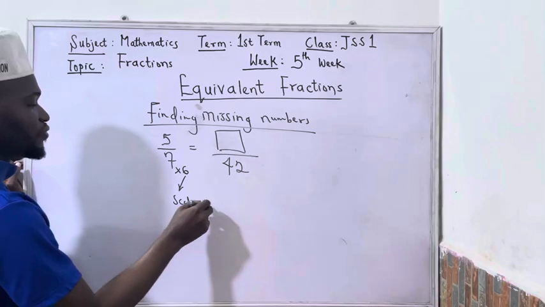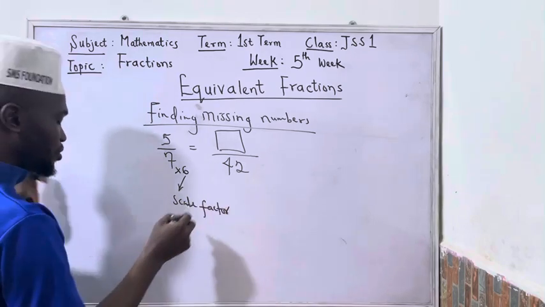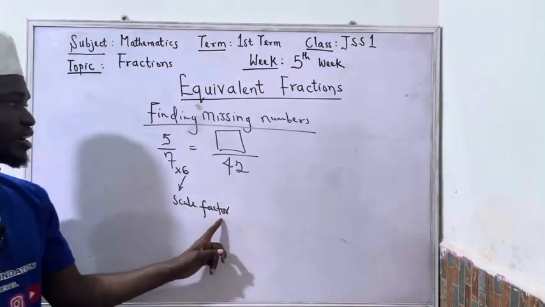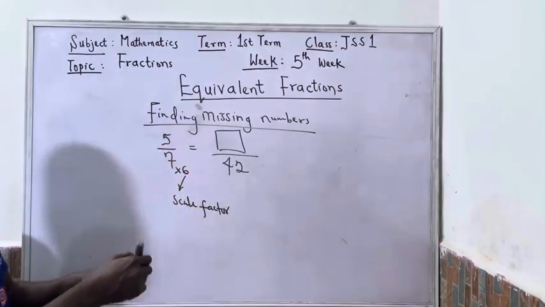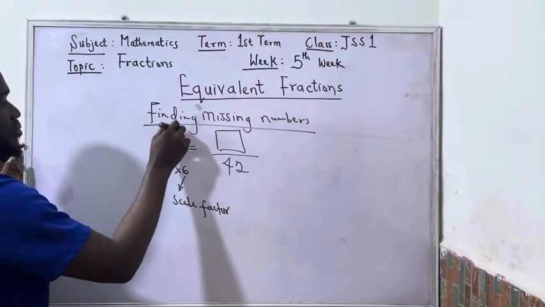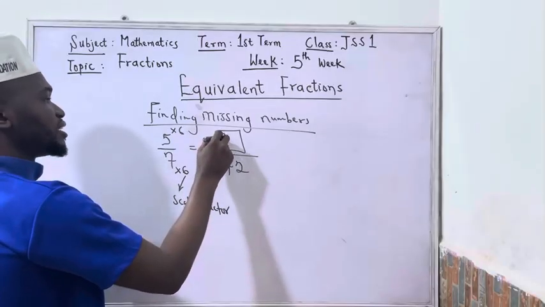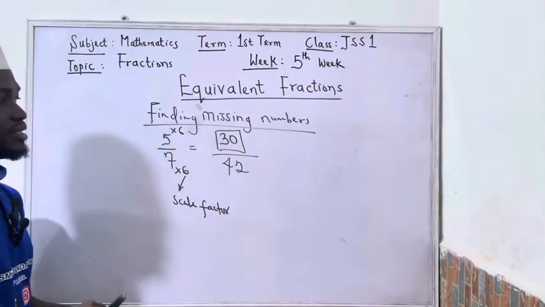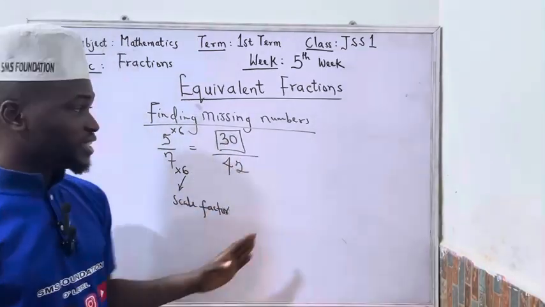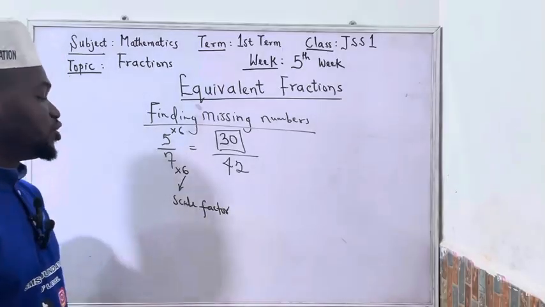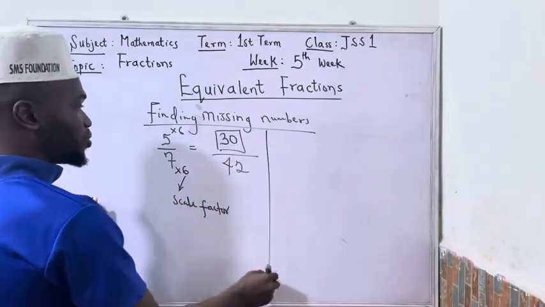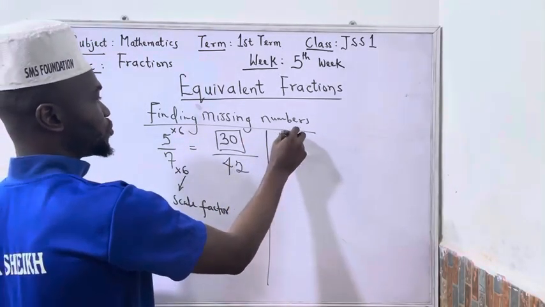I will use this scale factor to multiply the 5. So this is multiplied by 6 also. 5 times 6 will give me 30. That means the answer has to be 30. This is one way of doing it. Sometimes you can use the cross multiplication method. Method 2.